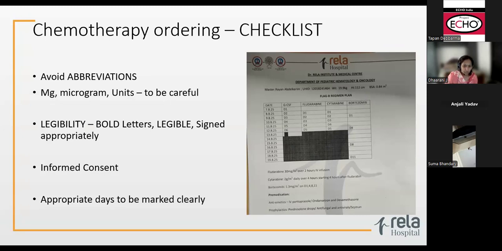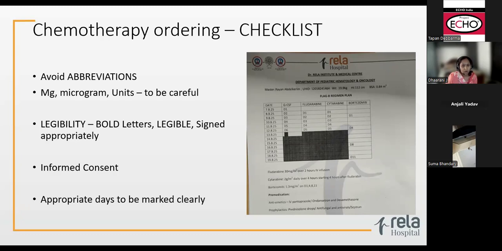Avoid abbreviations. We try to avoid abbreviations in all the prescriptions. MG is definitely a standard thing we can use. But microgram, it is better to write in full rather than using the symbol or writing MCG, because when we read, we can make mistakes. Units, rather than writing just U, better to write units fully. We write it just one time for that one patient, so it is better to do it fully.